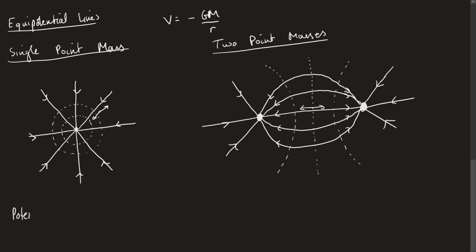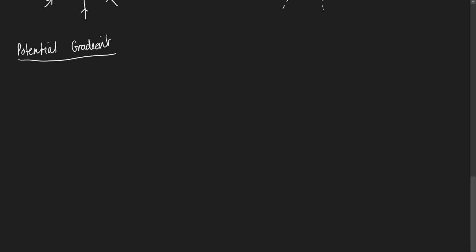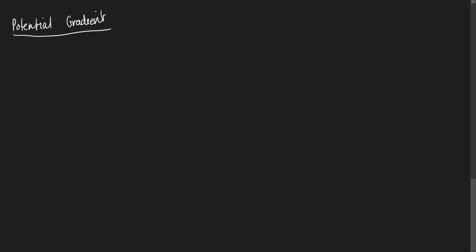Now, how quickly the potential changes, we can define, and we call that the potential gradient. We're saying if we were to actually move away from this, how quickly would the potential change? And we can draw graphs for this, and we first need to define it: the potential gradient is the change in potential divided by the change in distance.